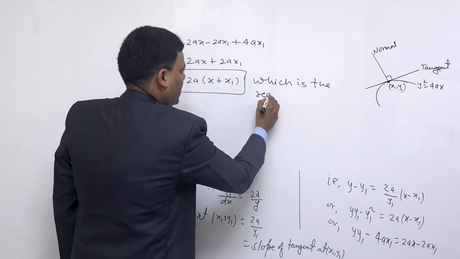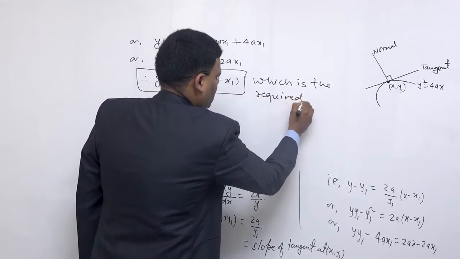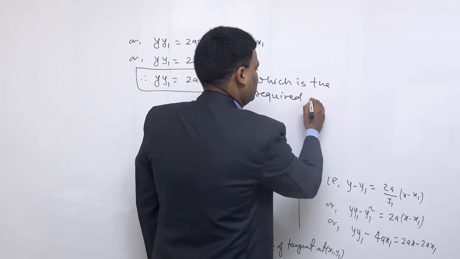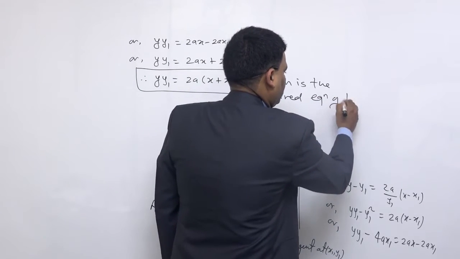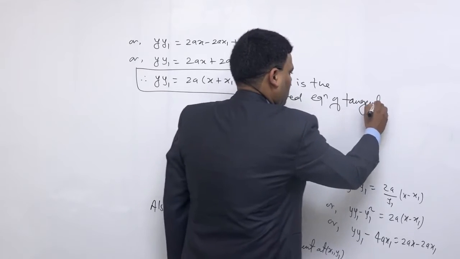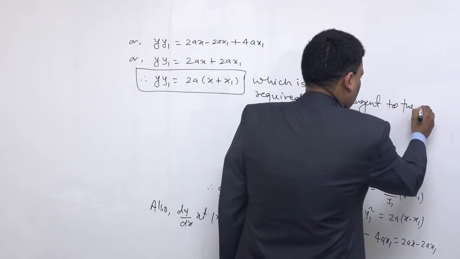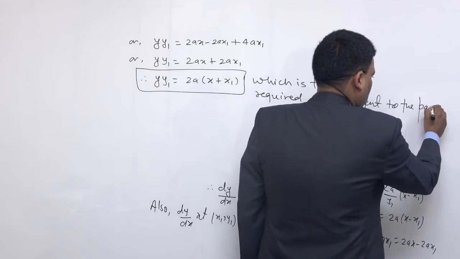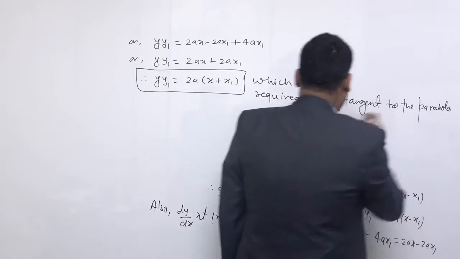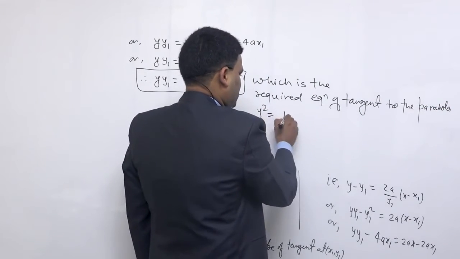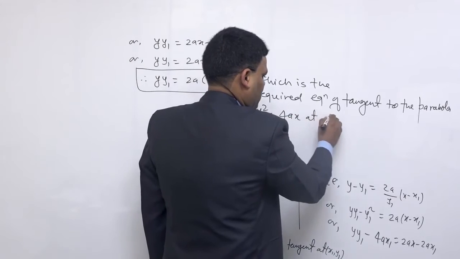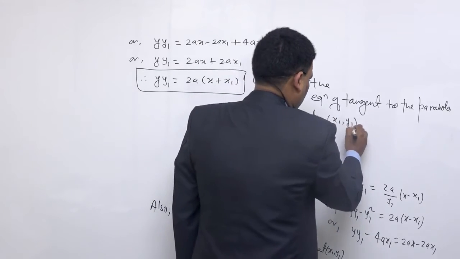which is the required equation of tangent to the parabola y square equals to 4ax at x1 y1.